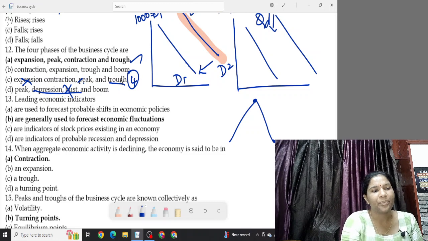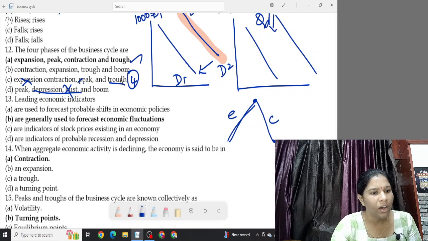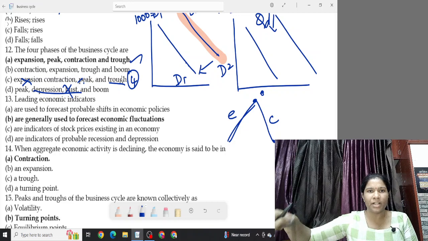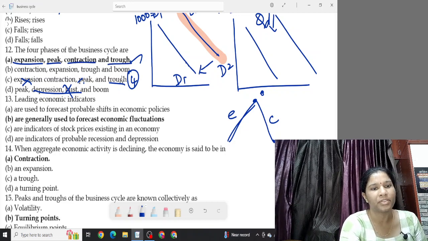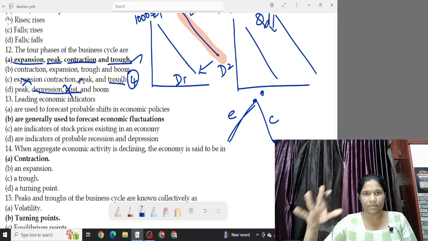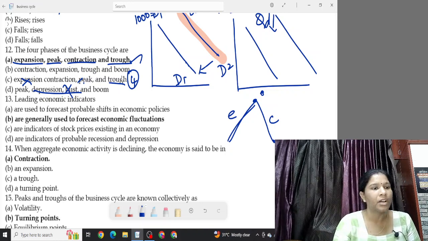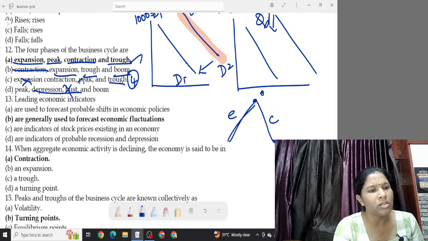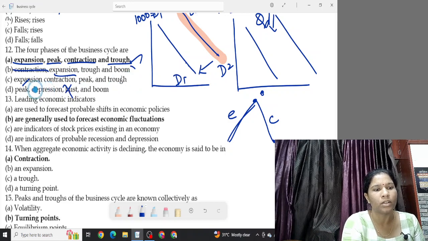But here they have given expansion, contraction, and then they have given peak and then trough. Okay, the serial order should be different, no? So here only the serial order is correct. Expansion, peak, contraction, trough. In examination, don't get confused, okay? It should happen in the serial order, in the consequential order. First expansion, then peak, then contraction, then trough. Here contraction, expansion, trough, boom. Boom and expansion are one and the same. Here they have not given peak, so that is also wrong.